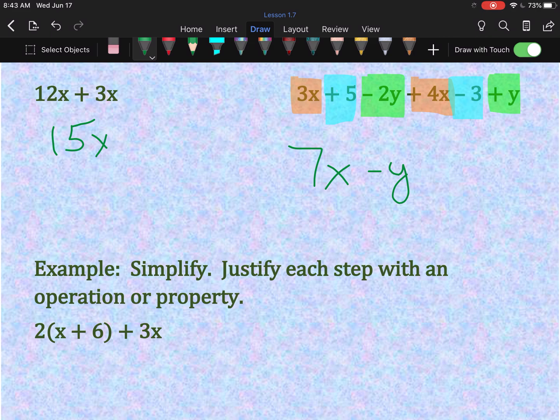If you write -1y, I will not mark it wrong, but the 1 is unnecessary. And for numbers, I have +5 and -3, different signs. So 5 minus 3, that is positive 2. So simplified, we've got 7x minus y plus 2.